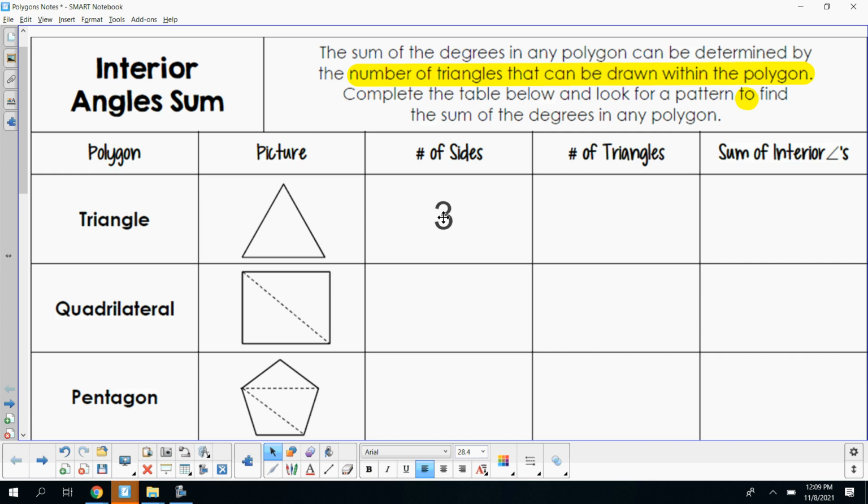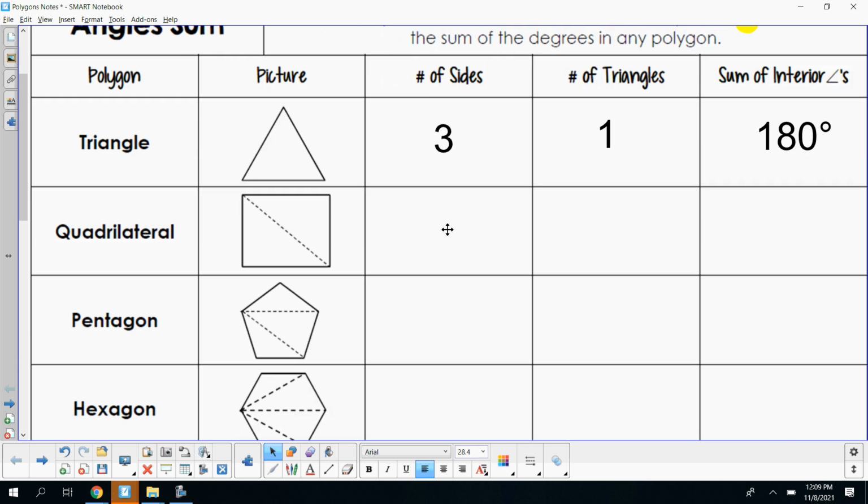The number of sides a triangle has is 3. The number of triangles you can fit inside of a triangle is 1. And the sum of the interior angles is 180. If we take a look at a quadrilateral, the number of sides of a quadrilateral is 4. The number of triangles you can fit inside of a quadrilateral is 2. And the sum of the interior angles is 360 degrees.